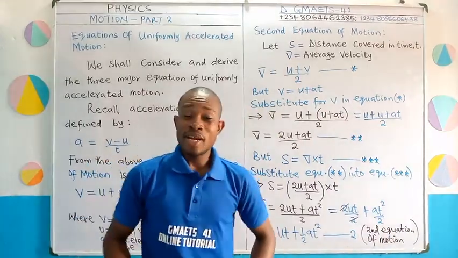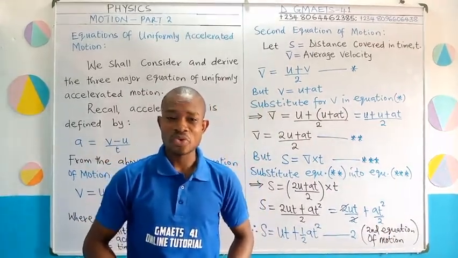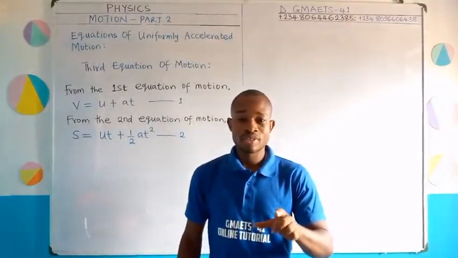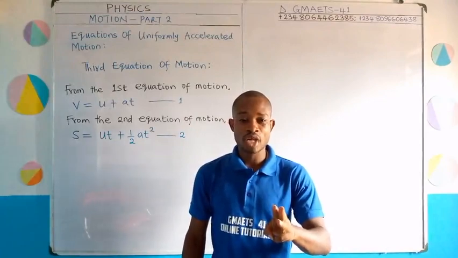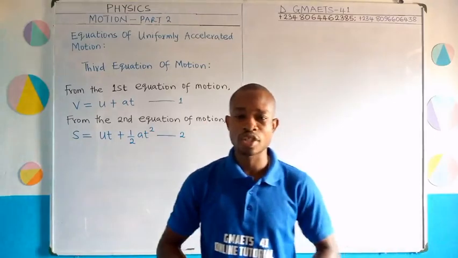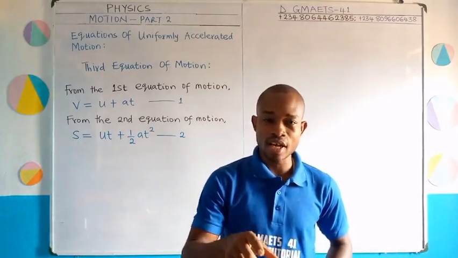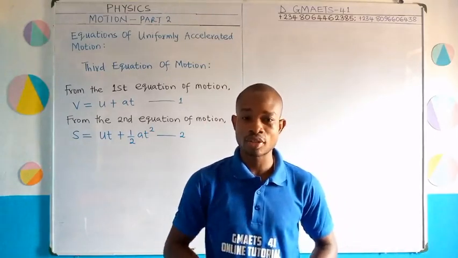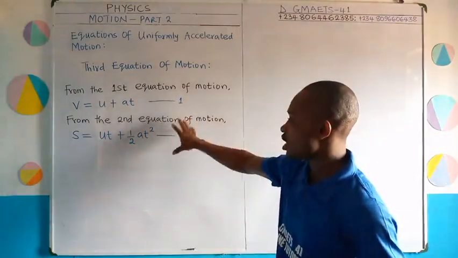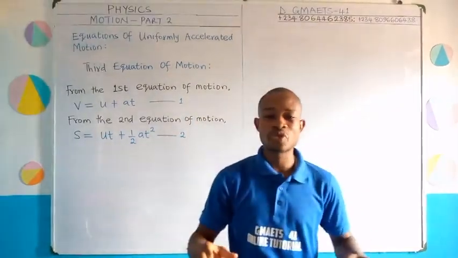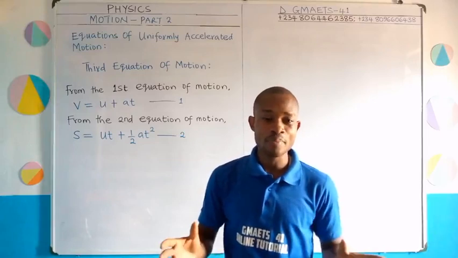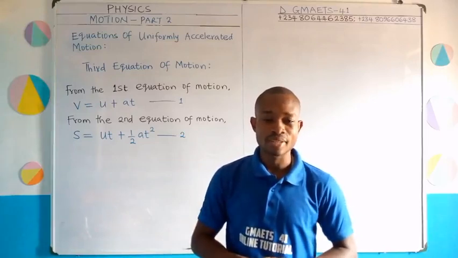Fine. We are now set to derive the third equation of motion. Let us look at how we do that. We've already established the first and the second equation of motion. We shall use the knowledge of the first and second equation of motion to derive the third equation of motion. Here on the board, I have the first and the second equation of motion. So, how do we proceed to get the third equation of motion from these two equations? It's a simple one. Let us see how we go about that.